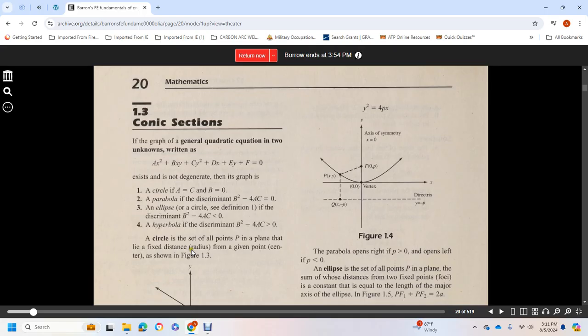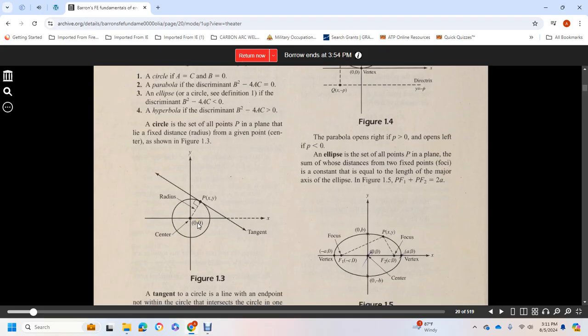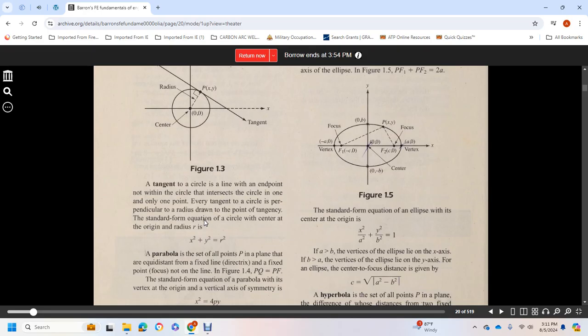A circle is the set of all points P in the plane that are a fixed distance, the radius, from a given point, the center, as shown in figure 1-3. You see the radius, the center, and the tangent, and the point P(x, y), and the center of the circle is (0, 0). A tangent to the circle is a line that, at a point not within the circle, intersects the circle in only one point. Every tangent to the circle is perpendicular to the radius drawn to the point of tangency. The standard form equation of a circle with the center at the origin and radius r is x squared plus y squared is equal to r squared.